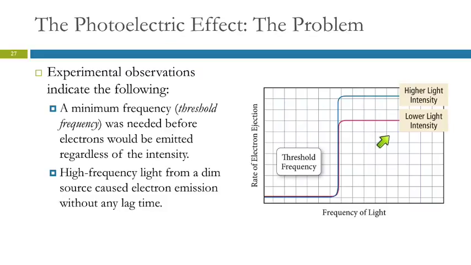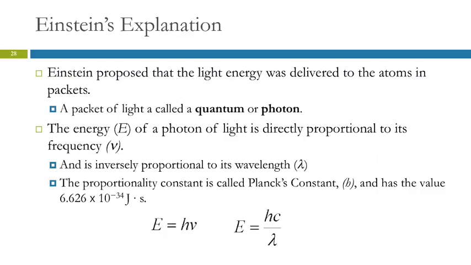We do see an effect of intensity. Lower intensity light gives us a lower rate of ejection, and higher gives us a higher rate, but we do not see the predicted lag time between them. At a high enough frequency, even a very dim light will eject electrons. So this does not match up with the predicted things. So how do we explain this?